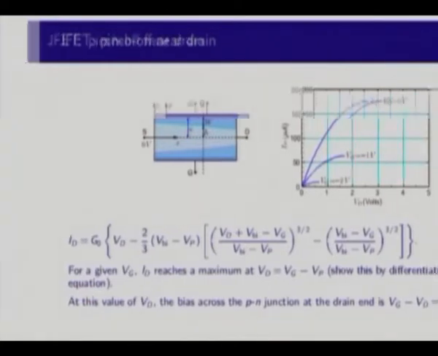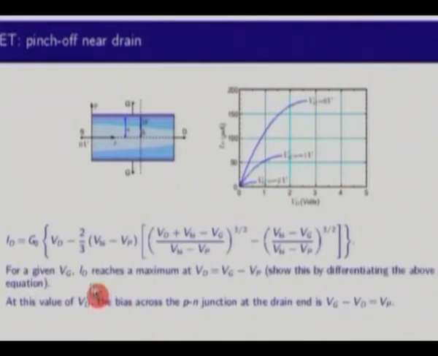So what is the key here? For a given VG, ID reaches a maximum at what point? At VD equal to VG minus VP. Now it's not obvious from this figure, but you can differentiate this equation with respect to VD and show that the maximum occurs for this particular condition. Very simple differentiation. And so that is the take home point here.